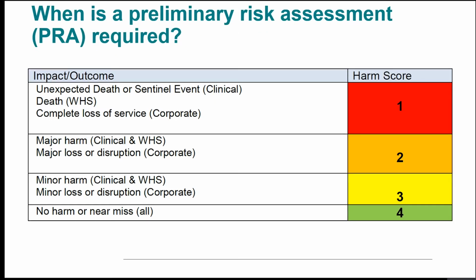Here are our harm scores. A PRA is completed for only the most serious clinical incidents. A PRA is required for all clinical harm score 1 incidents. A Chief Executive may also appoint PRA assessors for any clinical incident they believe may be due to a serious systemic problem.